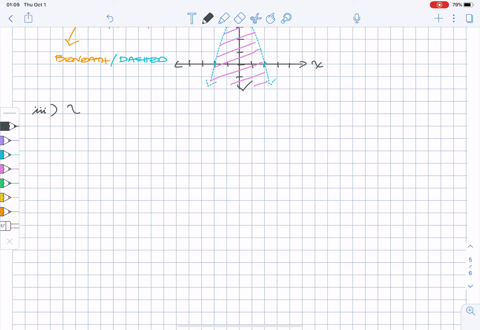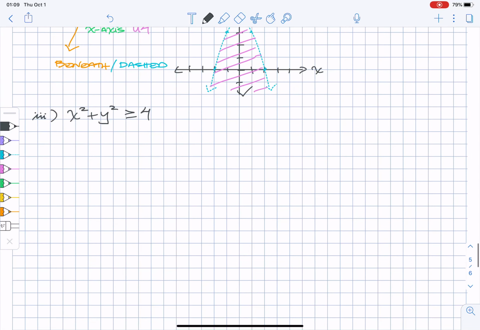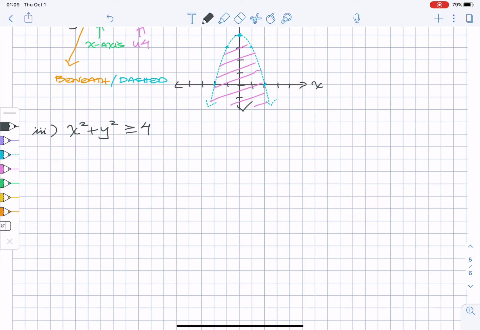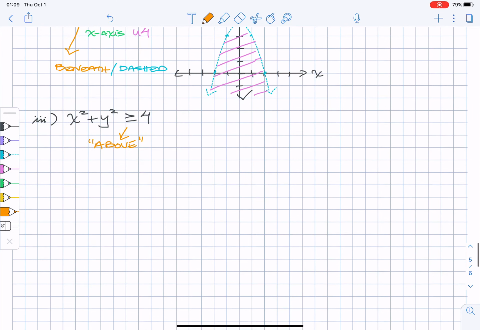Let's say we have x squared plus y squared is greater than or equal to 4. So this is a circle. We know that this is above, and in this case we mean above 4. So that's greater than. So around, okay, above 4. Let me show you what I mean.